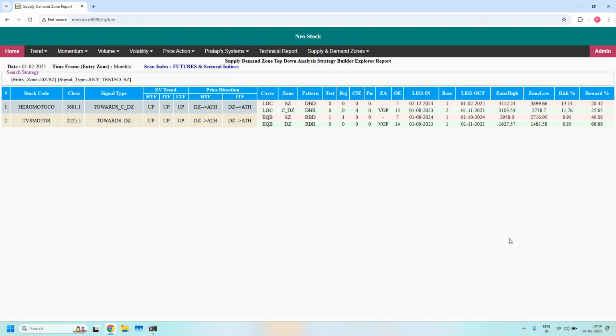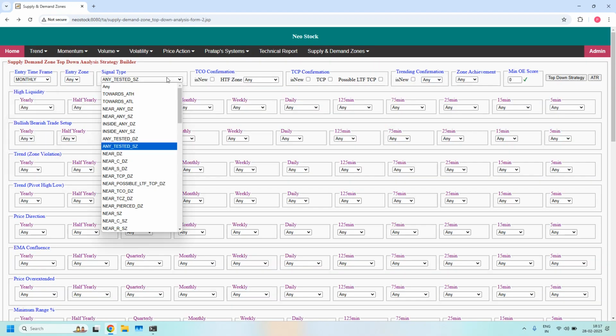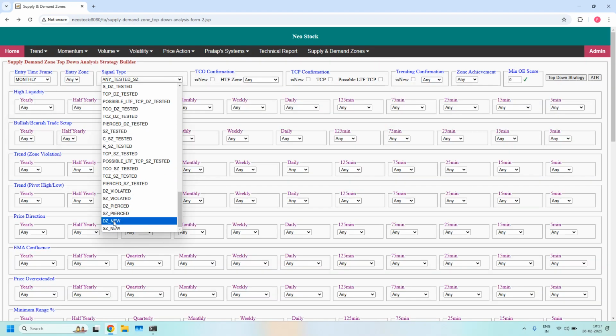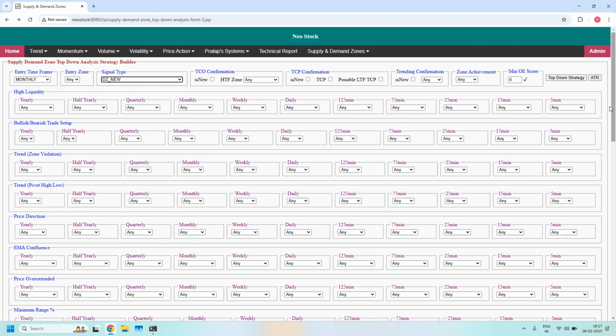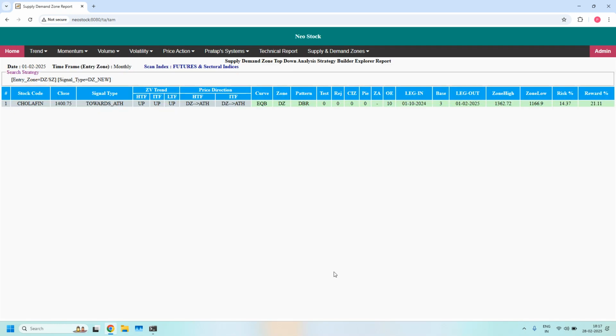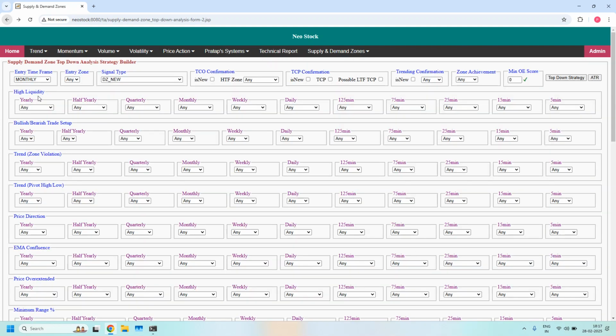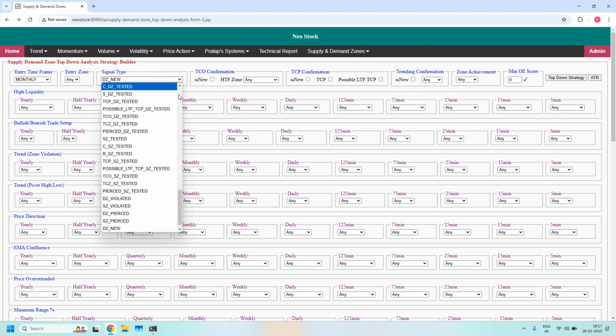Next, we will identify newly created monthly zones during this month. Monthly time frame, stocks having newly created monthly demand zones. Only one monthly demand zone is created during this month. Okay, next, monthly time frame.